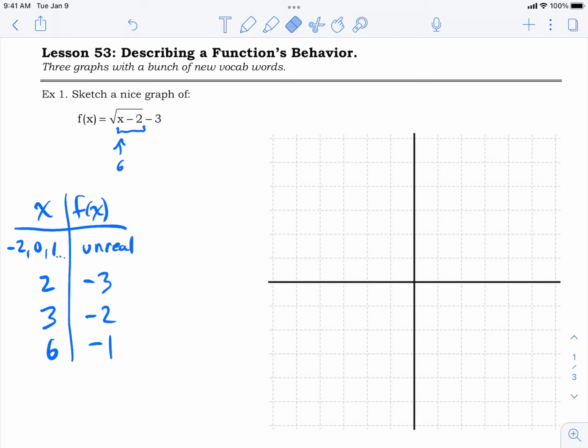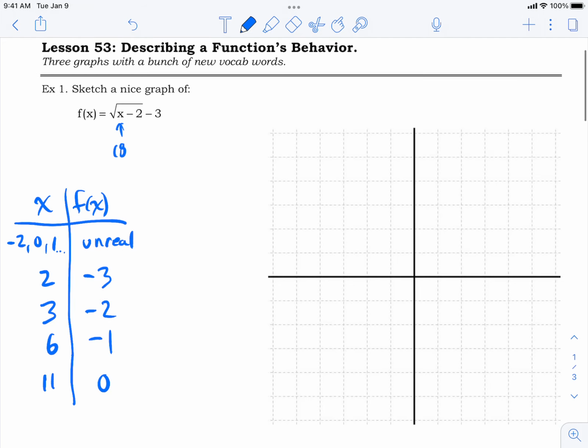And what would be another nice number to plug in? Taking the square root of 4 was fun. Wouldn't it be nice to take the square root of 9? So if I put an 11 in there, 11 minus 2 will be 9. Square root of 9 is 3. 3 minus 3 is 0. And just because I'm having fun here, let's see, how about a 16? It'd be cool to have a 16. Well, if I plug in an 18, 18 minus 2 is 16. Square root of 16 is 4. 4 minus 3 is 1. Okay. Now, unfortunately, this is way off our graph, but it was just too much fun.